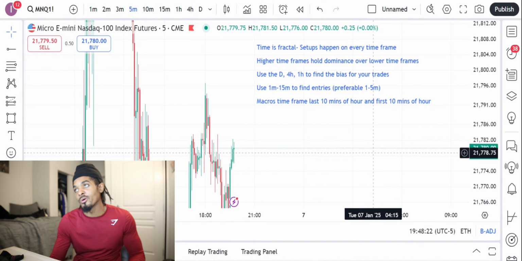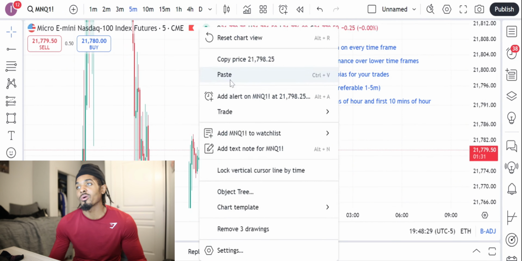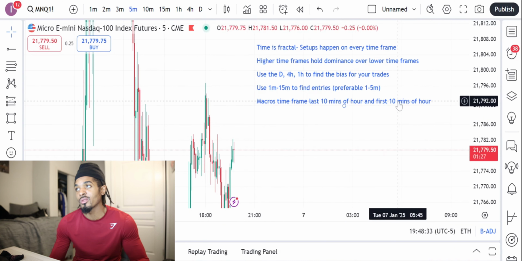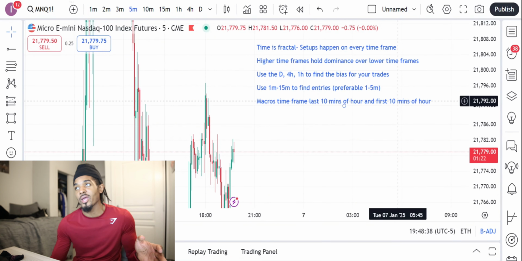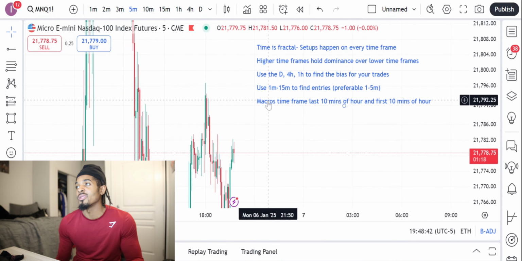That's another important one to pay attention to as well. When you're looking for trades, if price isn't moving in that direction, wait for a setup. You'll probably be able to find one in the macros time frame, and that's throughout the whole session. Like every hour is the last 10 minutes and the first 10 minutes of the hour of the next hour.